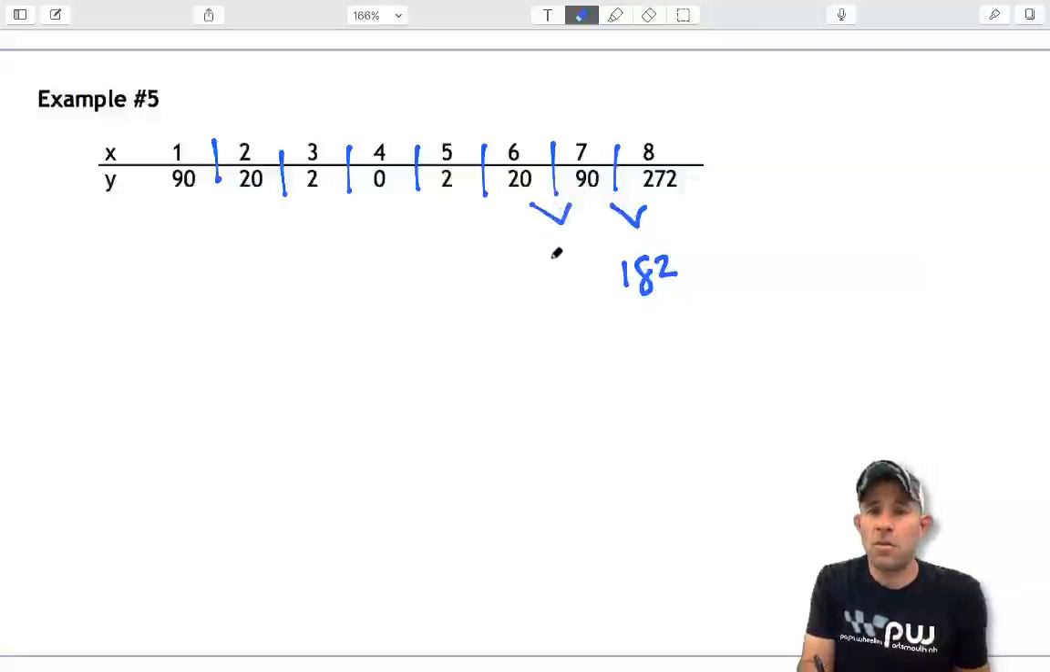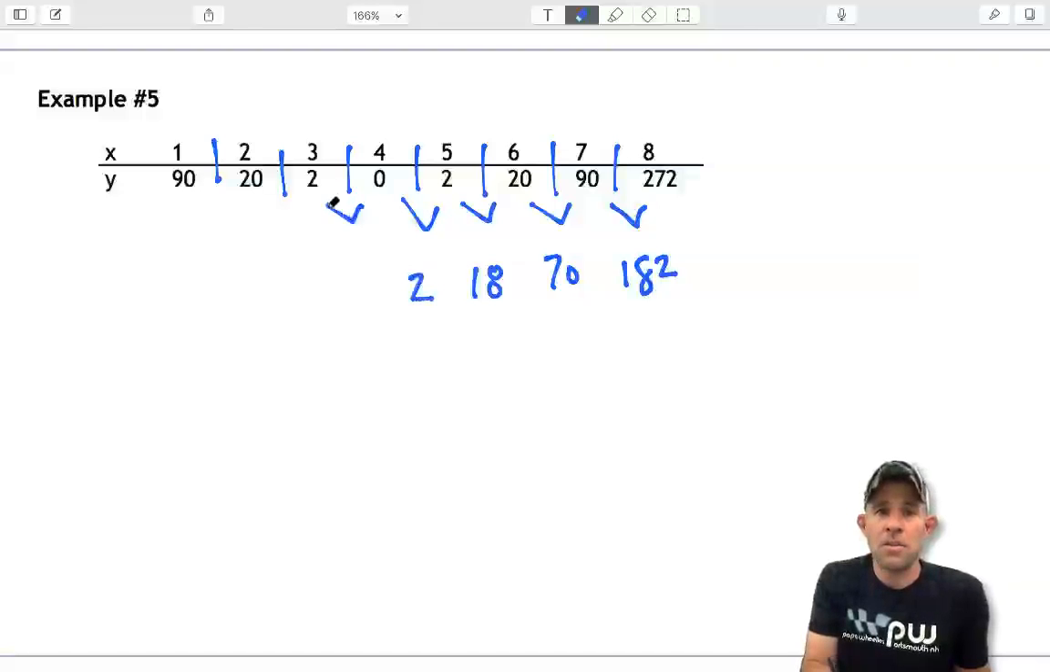I'll just give you the first row. 90 minus 20 is going to give you 70. 20 minus 2 is going to give you 18. 2 minus 0 is going to give you, is that 2? 0 minus 2 is going to give you negative 2. 2 minus 20 is going to give you negative 18. 20 minus 90 is going to give you negative 70.